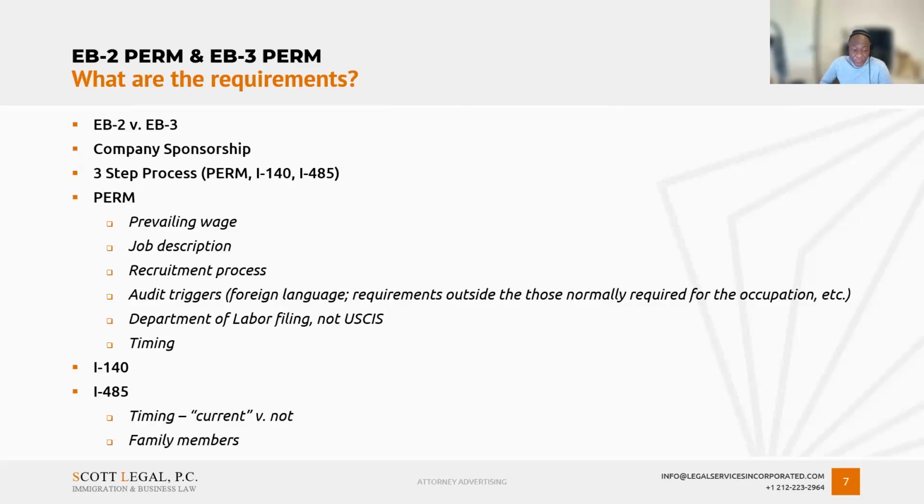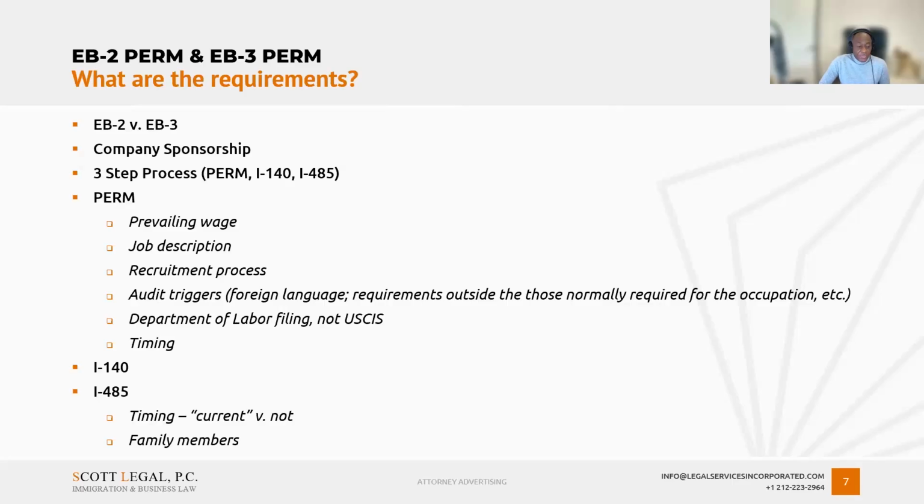It usually takes over a year for that process, and a number of things can make that process more difficult, like if you include a foreign language requirement, for example. And again, this is with the Department of Labor, not USCIS. Once that's approved, then you can file the I-140. For most PERM applications, the I-140 at this stage is going to be more straightforward because it's just going to be based on the job. So if you're saying that you need a bachelor's degree for this particular job, then that's what you're going to be proving, because you already have the certified PERM from the Department of Labor.